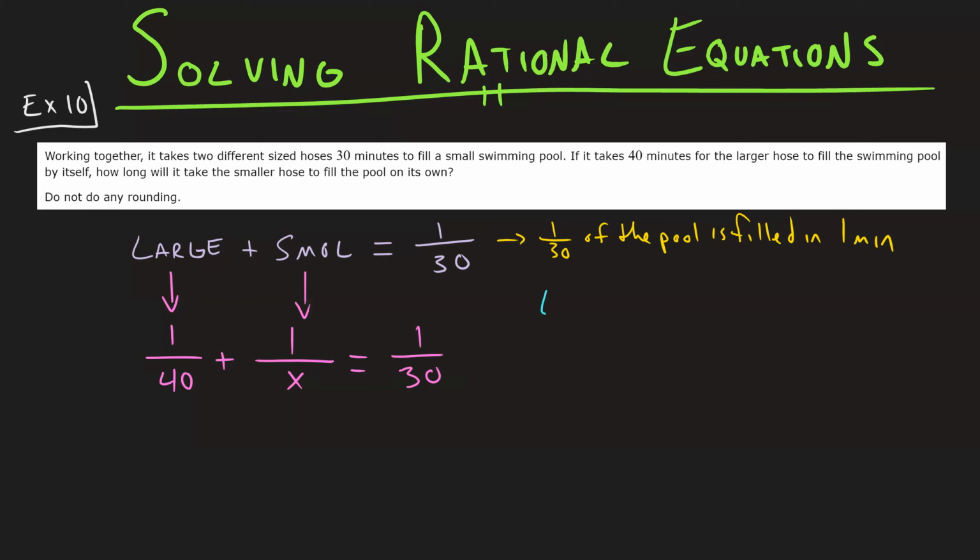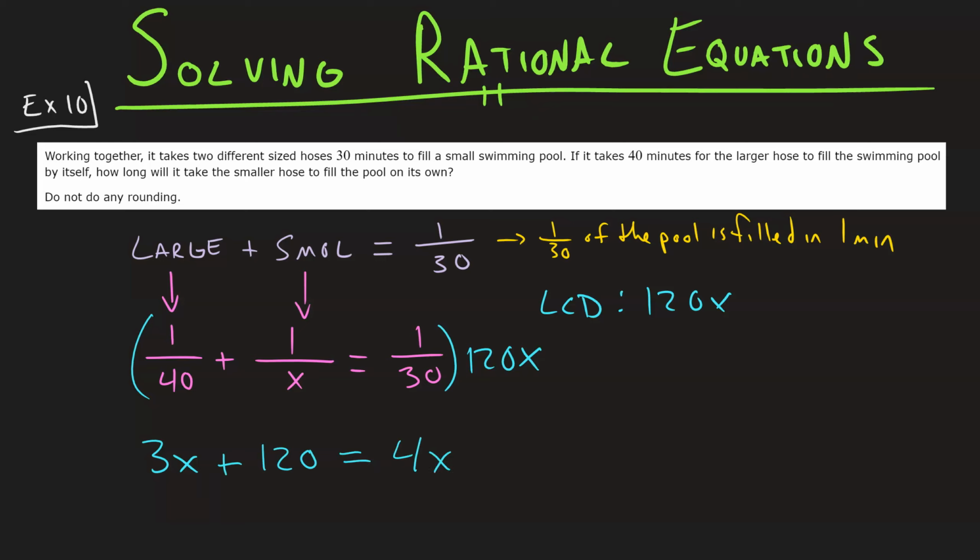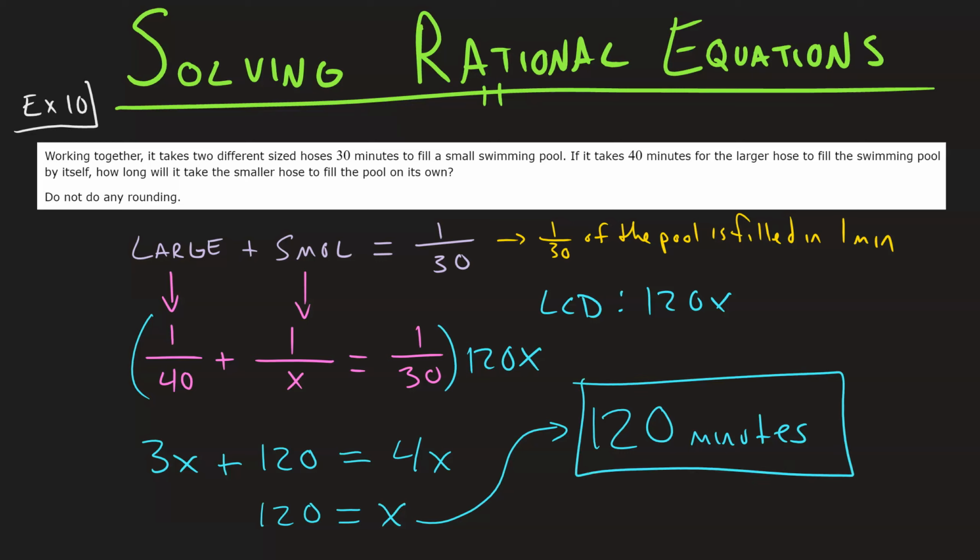And we can multiply by the LCD, which in this case is 120x. So I'm going to multiply all these by 120x, leaving us with 3x, because 120 divided by 40 is 3, plus 120 is equal to 4x, since 120 divided by 30 is 4. Solving very quickly for x, we realize that x equals 120. So what this means is that it will take 120 minutes for the smaller hose to fill this pool.